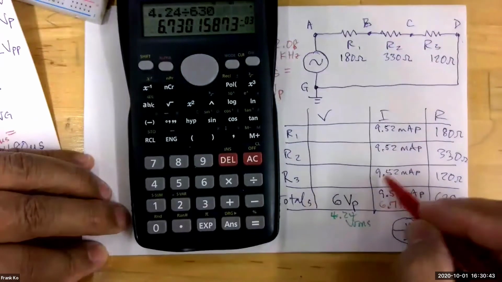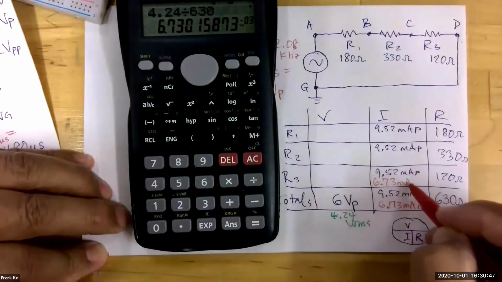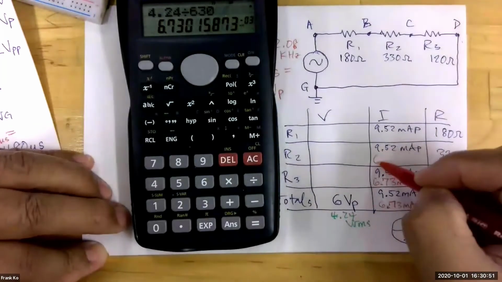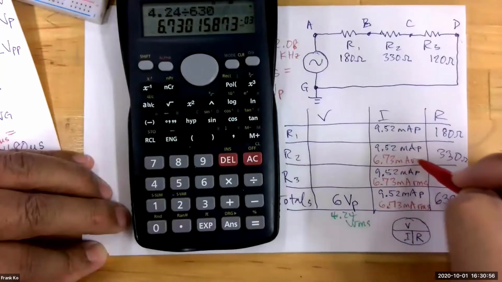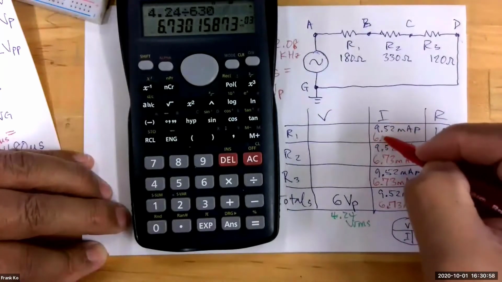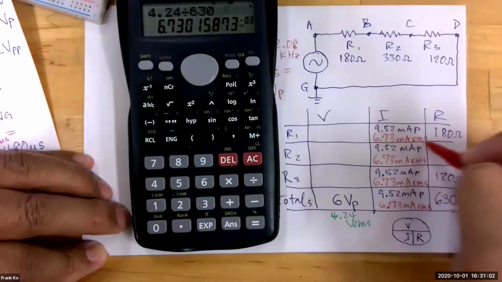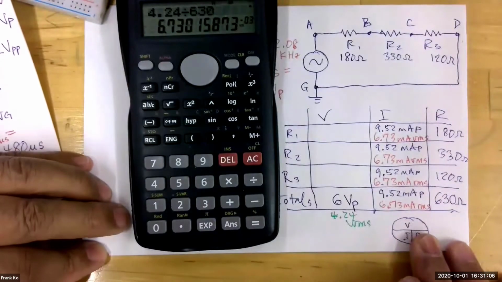And we have to write it out, 6.73 milliamp, and you have to make sure it's RMS. 6.73 milliamp RMS. Everybody okay with that? So far, so good? Cool.